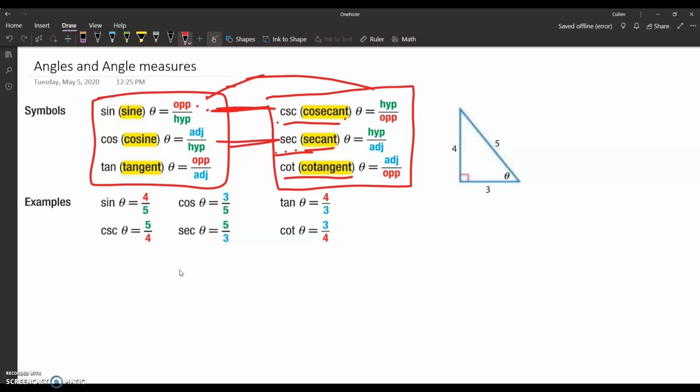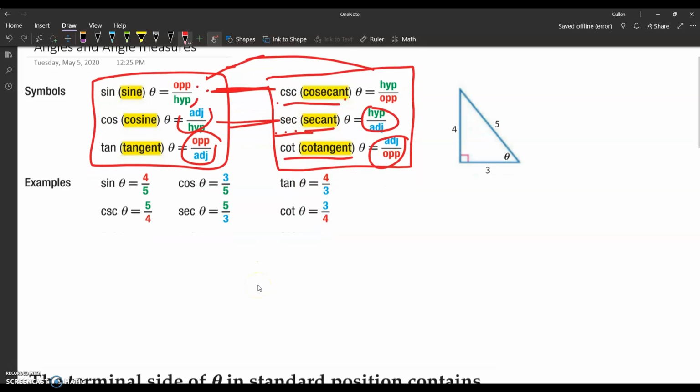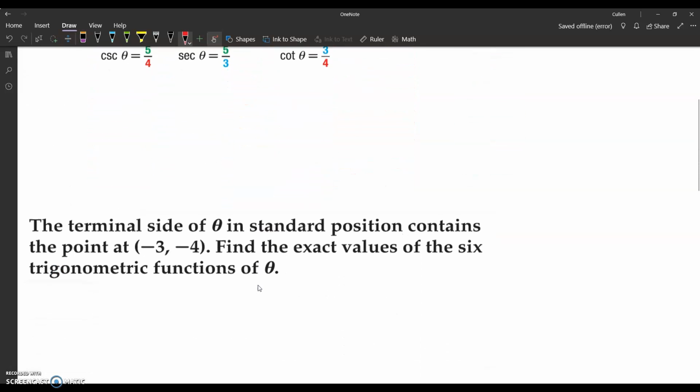Cosine is the reciprocal of secant, or I guess you would say it the other way around. Secant is the reciprocal of cosine, where cosine was adjacent over hypotenuse, and secant is the hypotenuse over the adjacent. It's flipping it. Same with cotangent. Tangent is opposite over adjacent. Cotangent is the reciprocal of that: adjacent over opposite. Because we are going to use these ratios a little bit today, let's go ahead and get started.